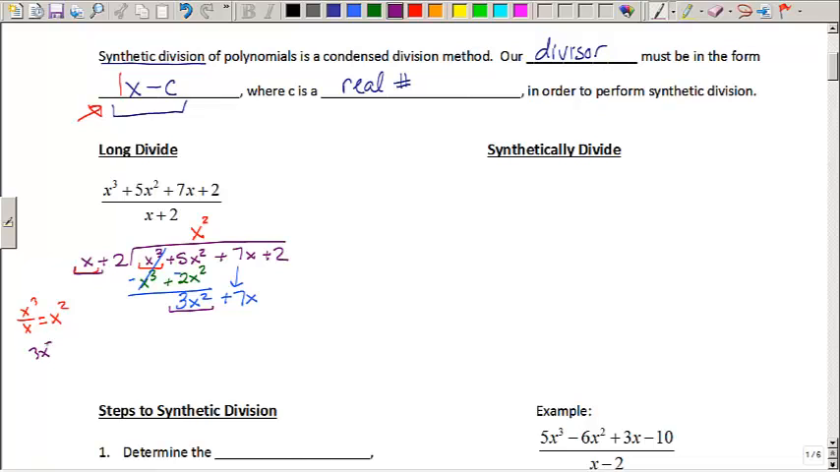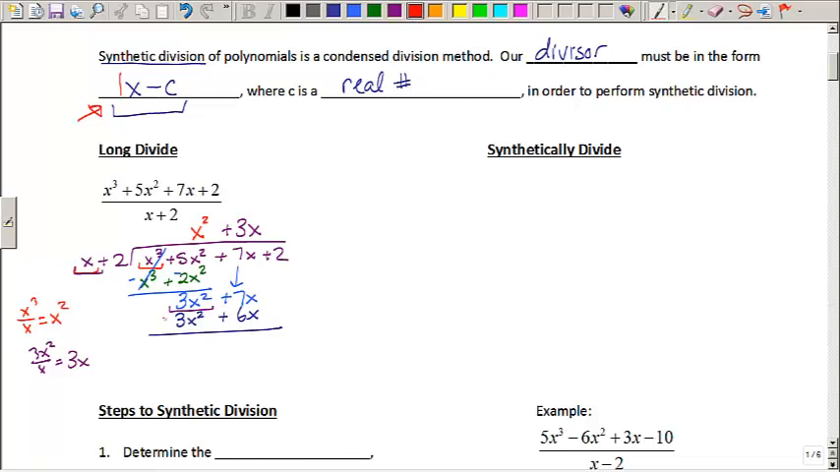So 3x squared divided by x gets me 3x, and I'm going to put that in the x column. Notice that the 3x is above the 7x. Multiplying back through, I'm getting 3x times x, or 3x squared, and 3x times 2 is 6x. Notice everything is in the right columns.